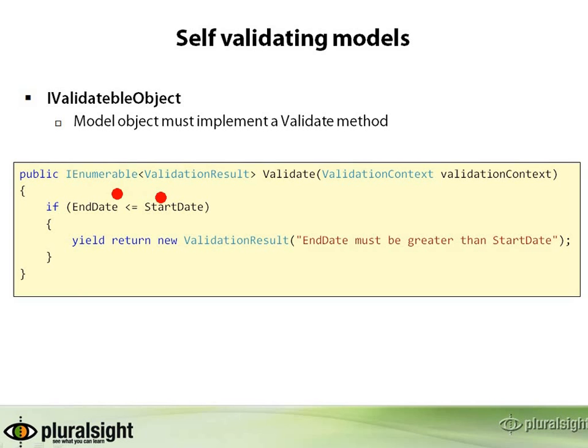Also notice that the return type is slightly different. This returns an IEnumerable of ValidationResult, so not a single validation result, but you can return multiple validation results here. Because of course the idea is that this Validate method will contain multiple validation checks inside of it, so it might find multiple problems with a model, and therefore it's going to return multiple validation results. The easiest and most straightforward way to build that IEnumerable is just to use the C# yield return syntax.